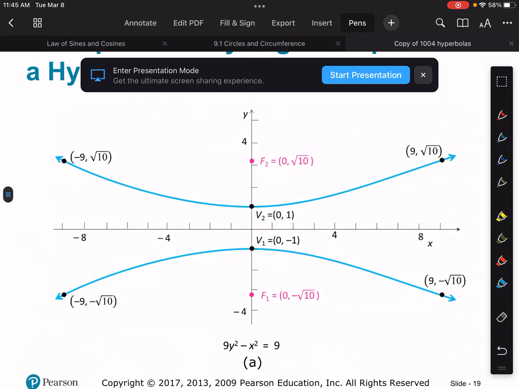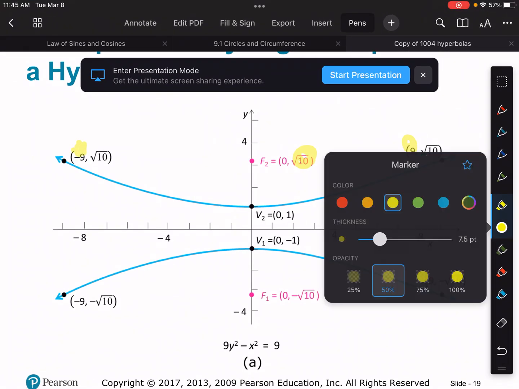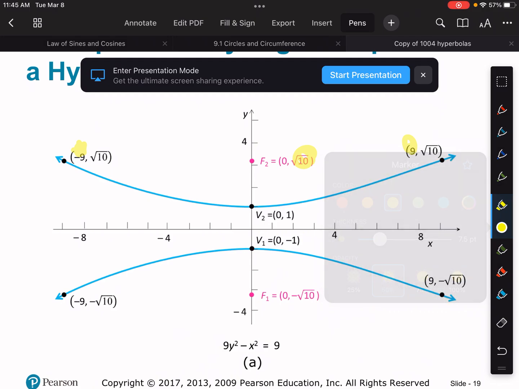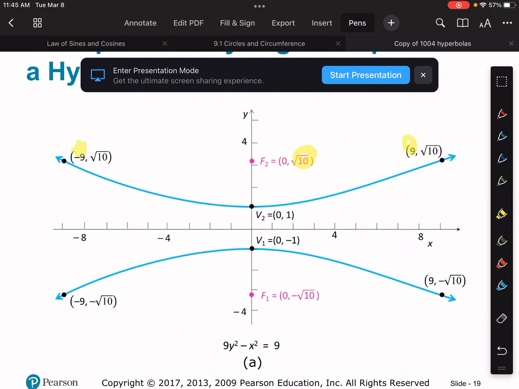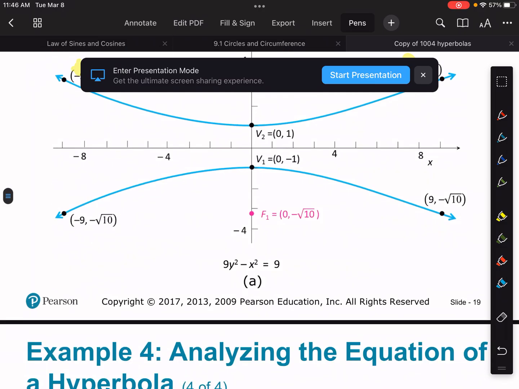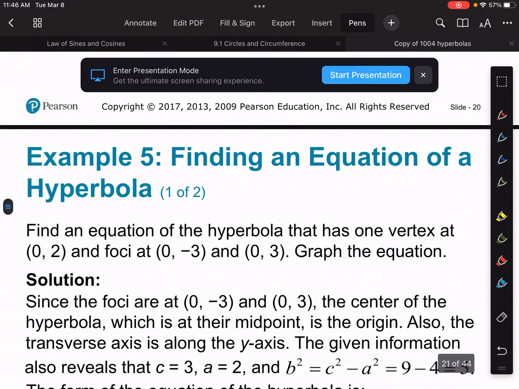But here's where they use their points to figure out how wide it is, right? So you could plug in your focus point, plug it in for y in this case. Okay, so they plugged that in for y and they solved for x. And when they got x, it was plus or minus 9, which is how they got these points. Okay, again, I'm going to teach you a little trick so that you don't have to do all that. I don't know what the program will make you do for your homework, but we'll do a little trick.